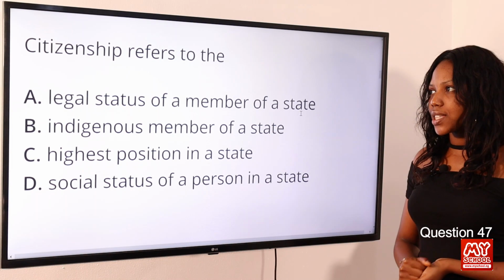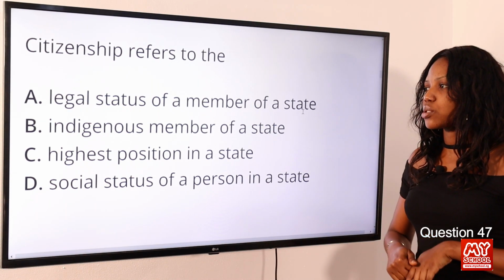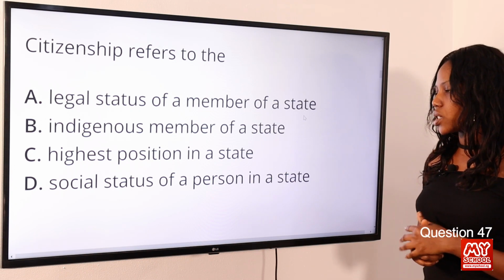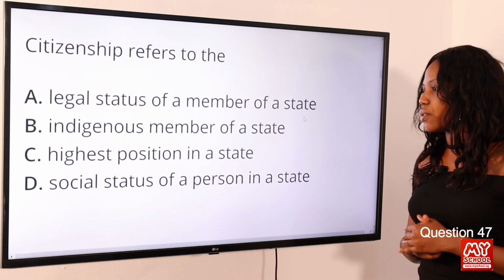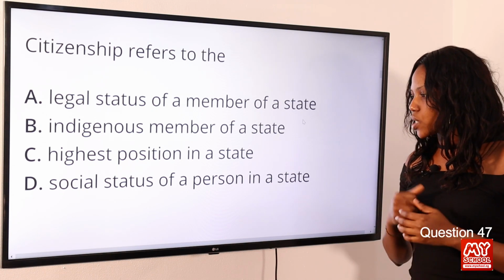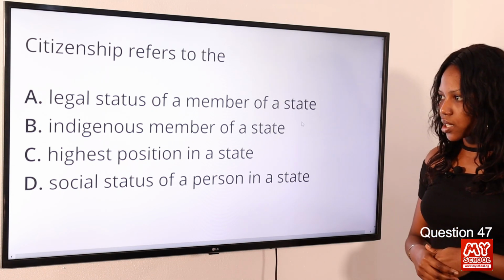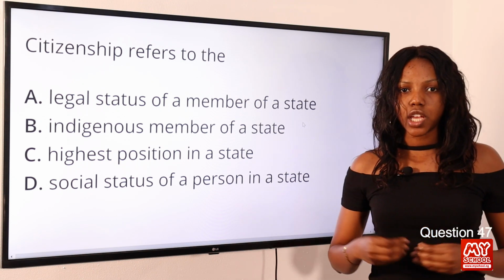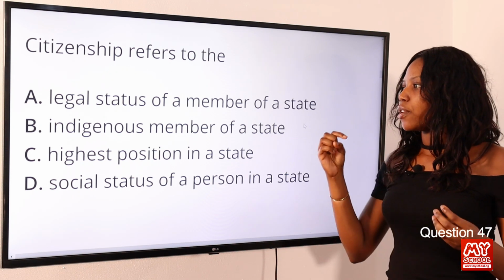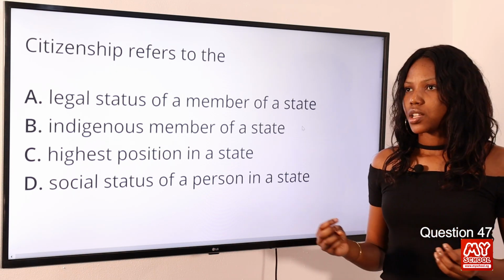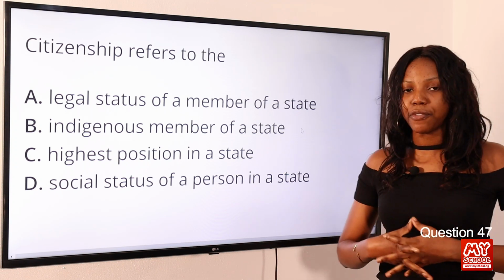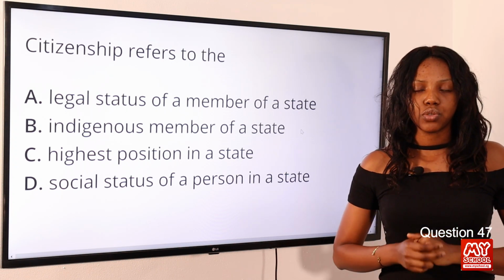Question 47. Citizenship refers to the option A, legal status of a member of a state, option B, indigenous member of a state, option C, highest position in a state, option D, social status of a person in a state. The answer to this question is option A, it's a legal status. Okay, citizenship is a legal status of a member of a state. It tells us that, okay, you are a member of a state and it is legal. Option A, therefore, is the correct answer to this question.